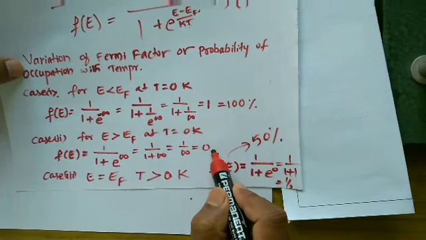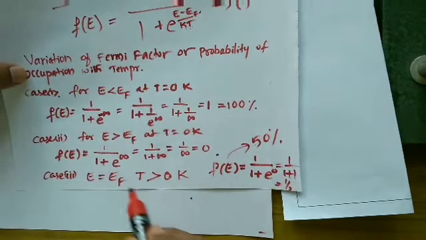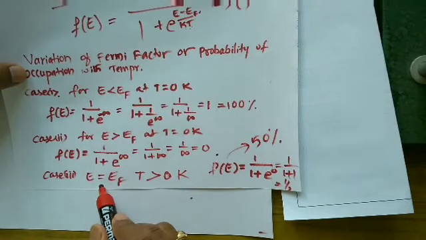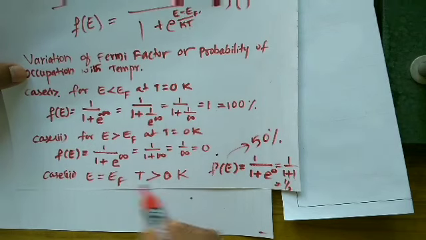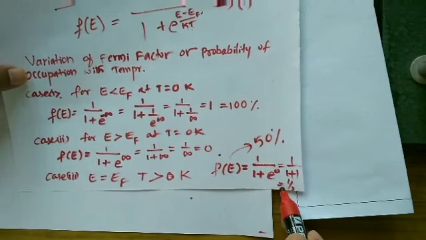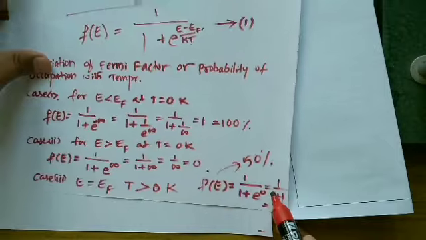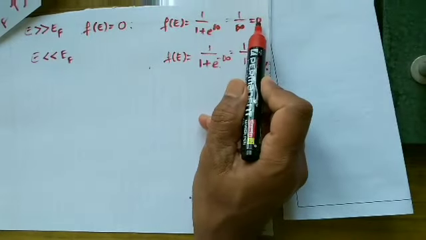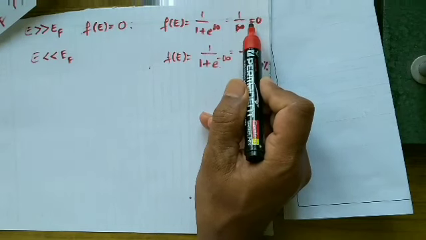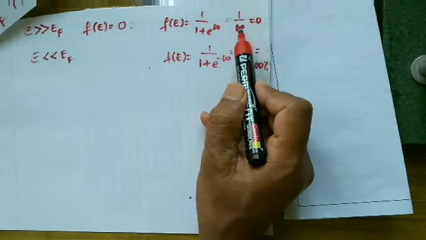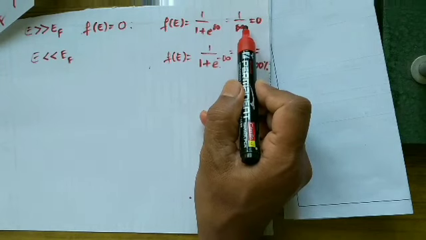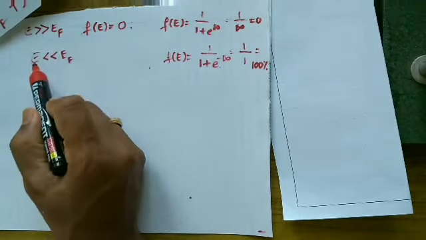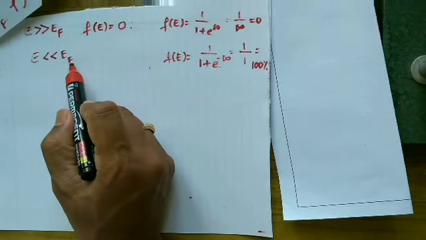And in the third case, at higher temperatures, three cases are considered again. That is, if E is equal to EF, f of E is half, that is 50% probability. And if E is greater than EF, we will get 0% probability. That means not even a single energy level is occupied by electrons at an energy level well above the Fermi level. Or if E is very small compared to EF, f of E is 100%.